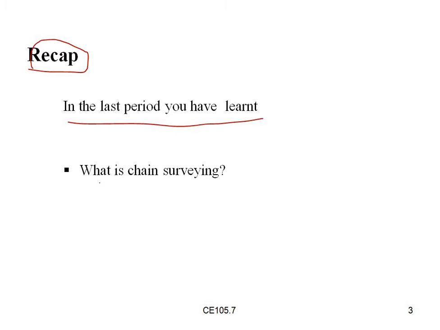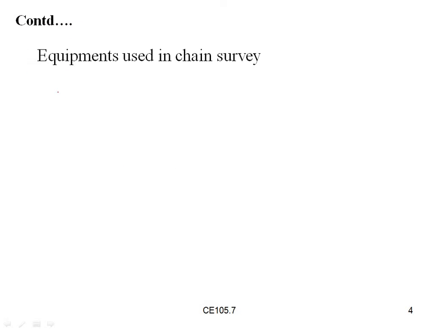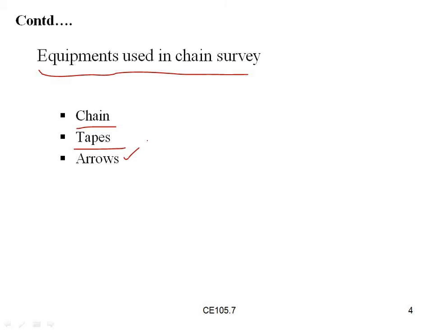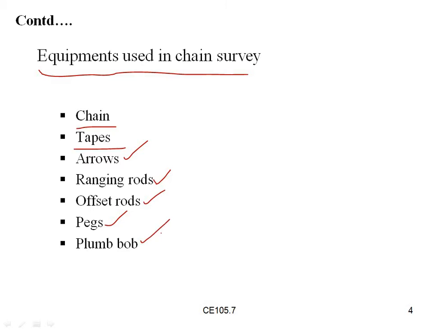Let us recap. In the last period you learned what chain surveying is, and we also saw the principle of chain surveying. Now let us see the equipment used in chain survey. First one is chain, tapes, arrows, ranging rods, offset rods, pegs, plumb bob. So these are the general equipment we use in the chain survey.